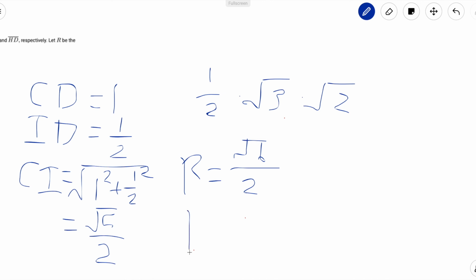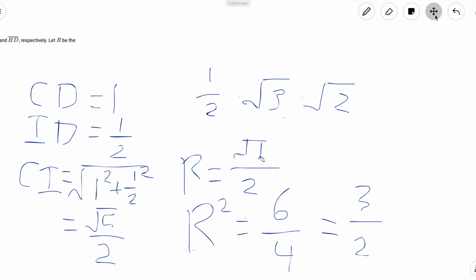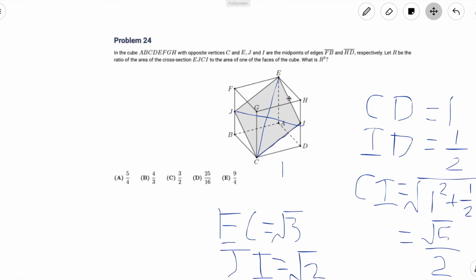Now we just square R, and we get R squared is equal to 6 over 4, which is equal to 3 over 2. We look back at the answer choices, and we see that 3 over 2 is an answer, so the answer is just C, and we're done.